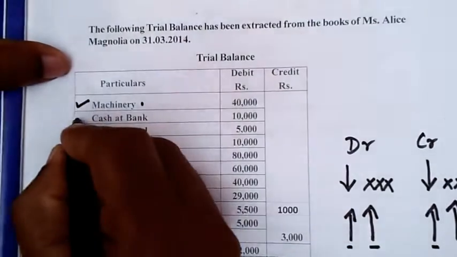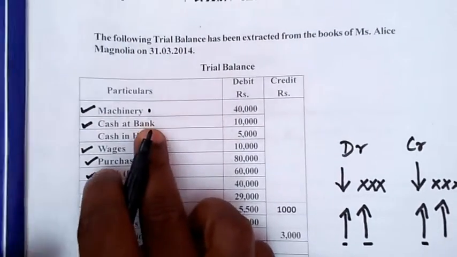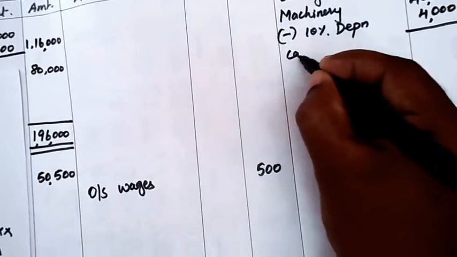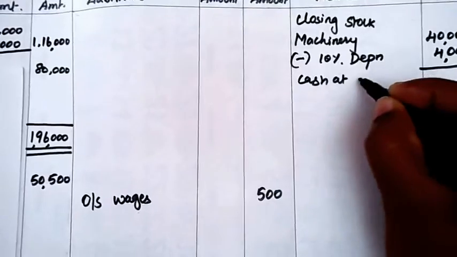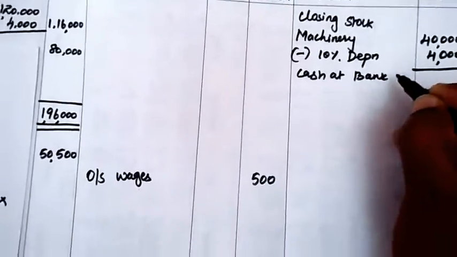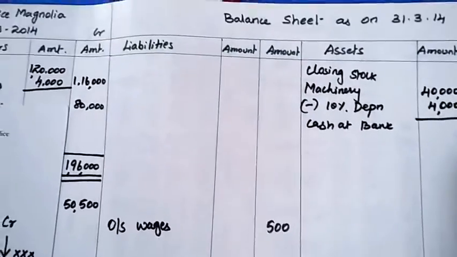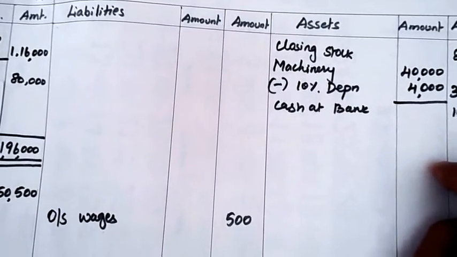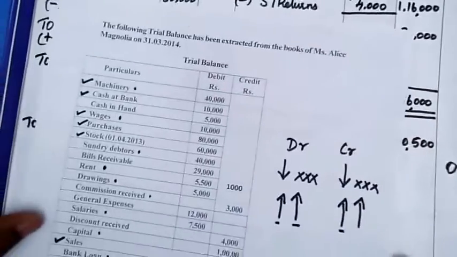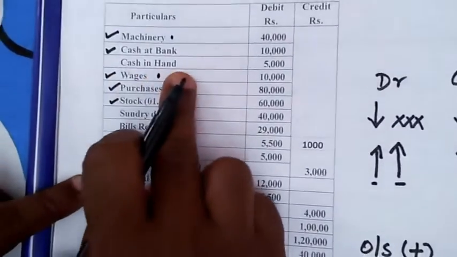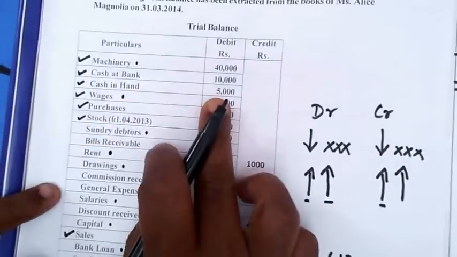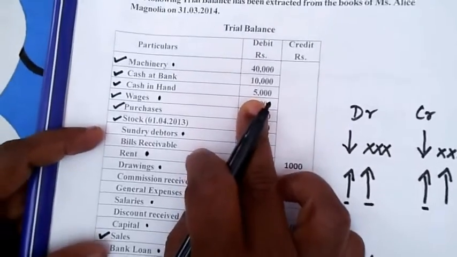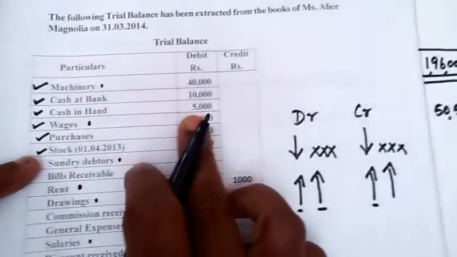What is the next item? Cash at bank. It is an asset. Okay, enter this amount under asset side. Cash at bank. How much? 10,000 rupees. So no adjustment regarding this. Directly you can enter this amount under outer column. Next one, just see the problem. Cash in hand. How much? 5,000 rupees, no? So enter this amount under asset side.